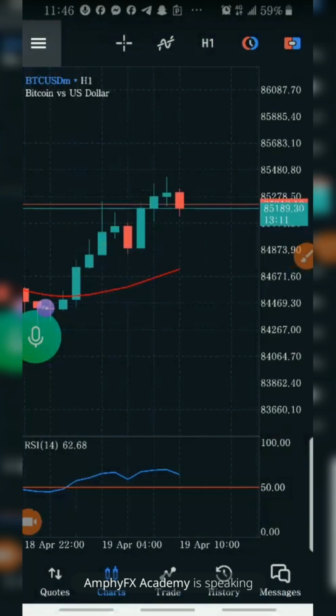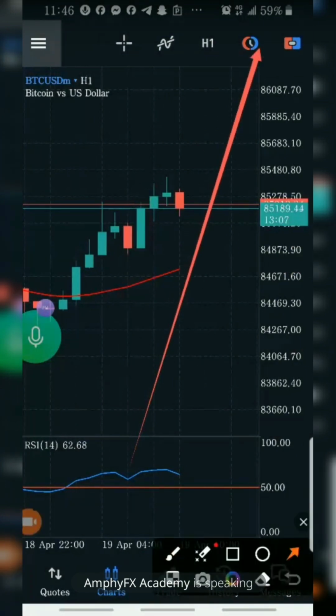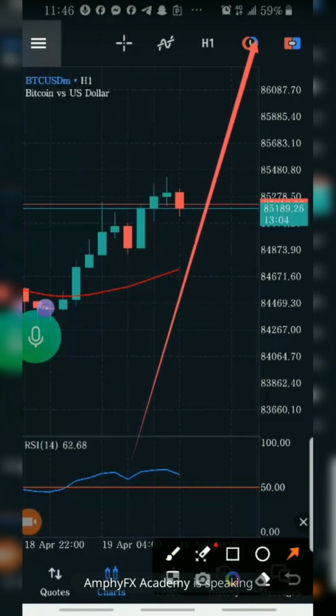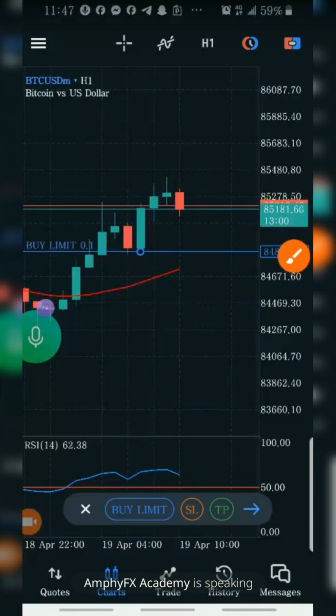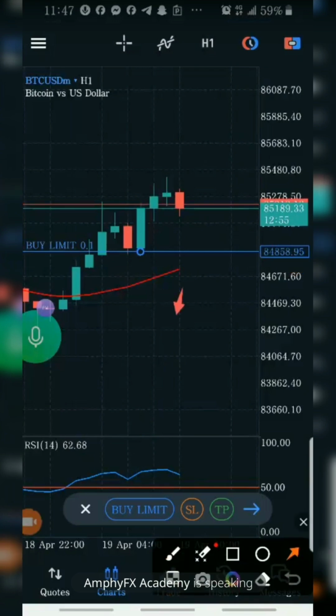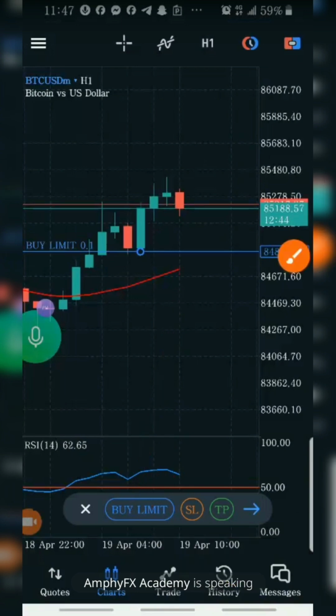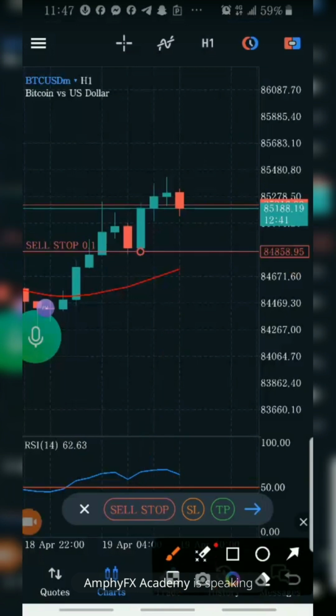Now let me show you. Click on that same button, the one for buy stop and sell stop, and buy limit and sell limit. Click on it. I'll then click on this buy limit to switch it to anything I want. Let me click on it. Just observe. If I click on it, buy limit, you can see it has turned to sell stop. Can you see it? It has turned to sell stop.